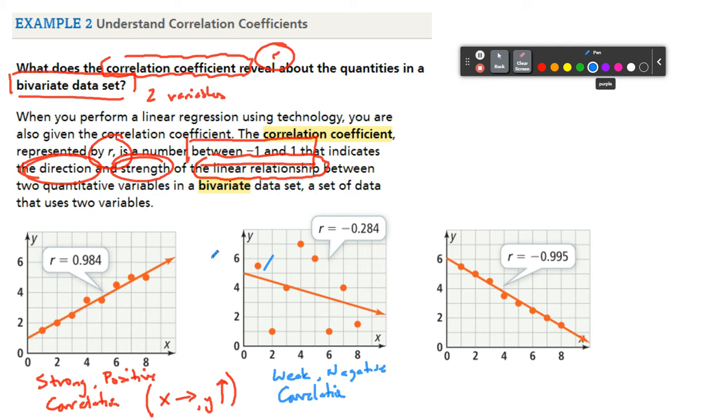And then last but not least, we have another line of best fit tightly going through these dots. So look at this, negative 0.995. That is a strong negative correlation. For a strong negative correlation, as x increases, your y is actually decreasing. They go in opposite directions. Okay, so there's our discussion on correlation.